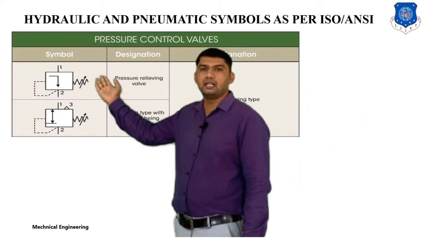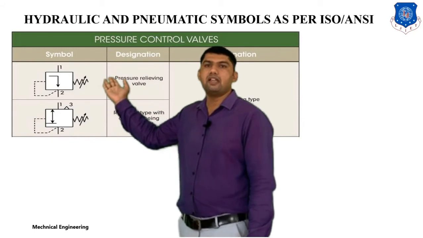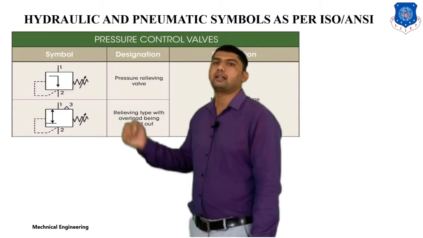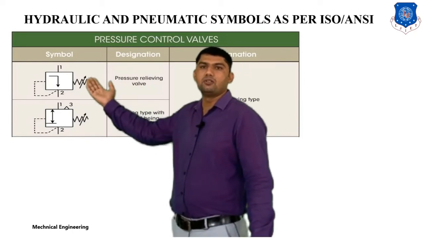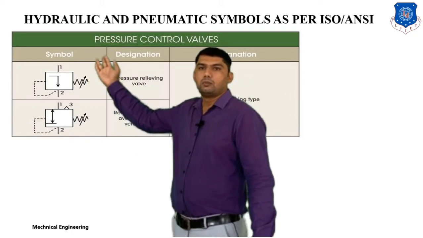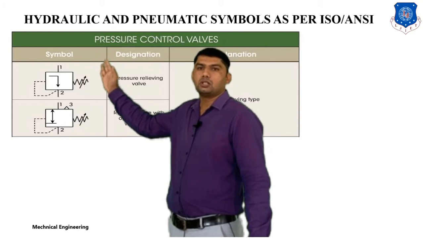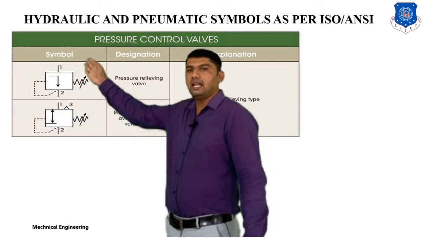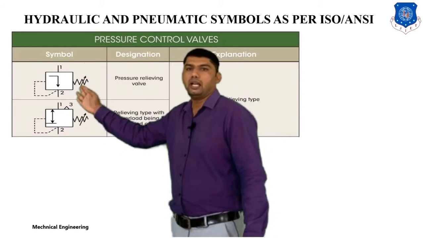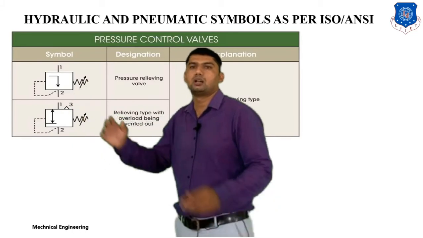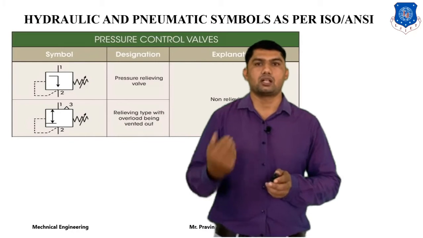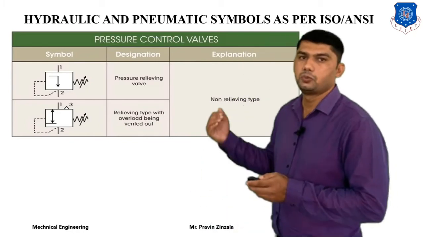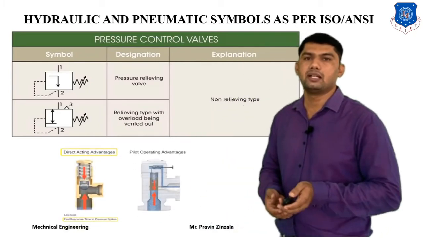This is the spring, and the cross arrow means it is a variable type pressure control valve. If the pressure increases beyond the preset value, port one is connected to the pump, the spool will shift and it will be connected to port two, and fluid will go to the reservoir. So it is a spool operated type pressure control valve and is used for the safety of the hydraulic system.